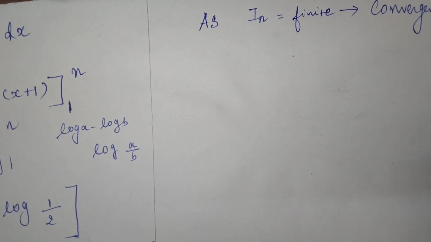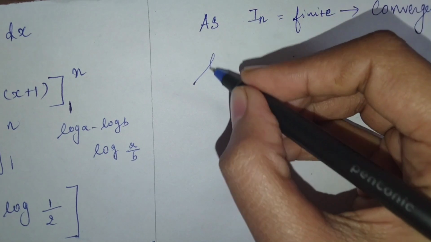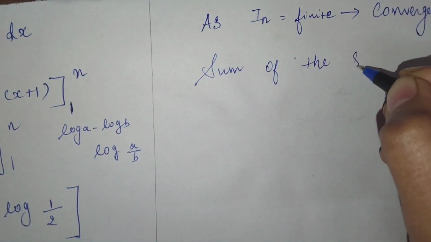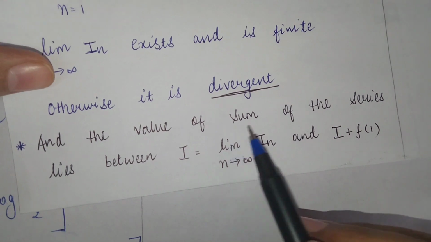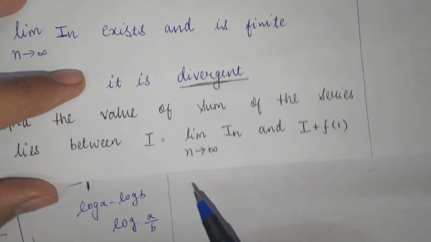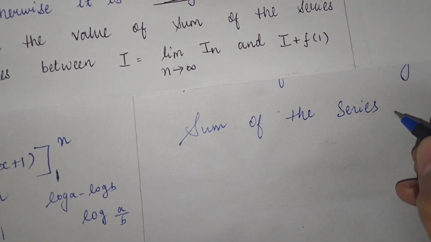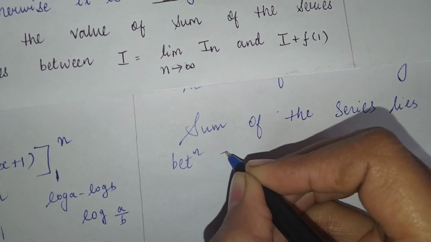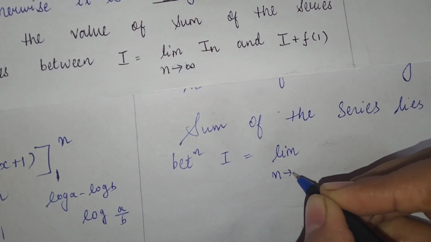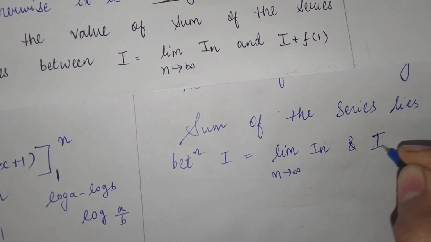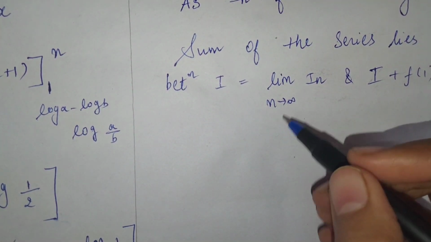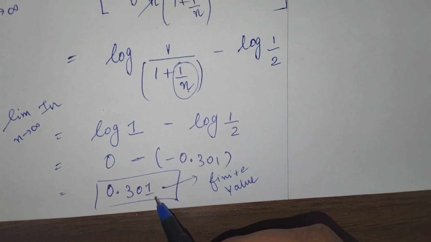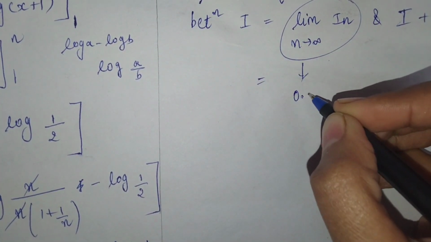Now here you can also find the sum of the series. It is not compulsory to find the sum of the series in any example, but if you find, then it is good. Okay. Then how we can find the sum of the series? We have already seen here that the sum of the series lies between I equal to, here let us find by using this formula. So sum of the series lies between, what is the formula? I equal to limit n tends to infinity of the integral, and I plus f1. Okay. So here limit n tends to infinity of the integral means whatever the answer we got, that is 0.301, that was our integral. So here directly we have to put its answer.